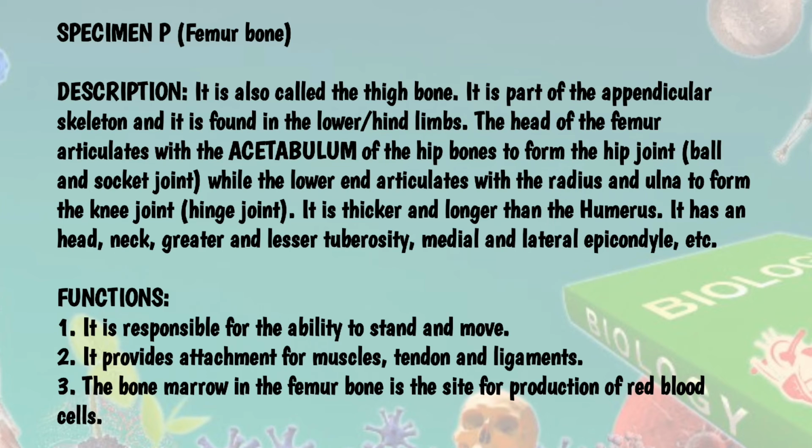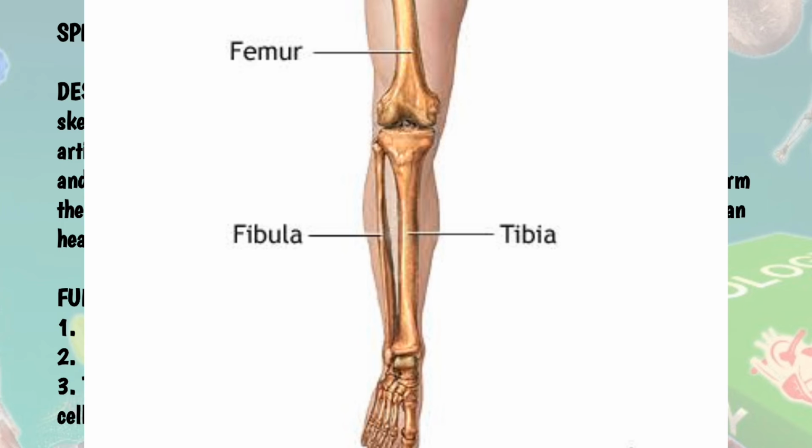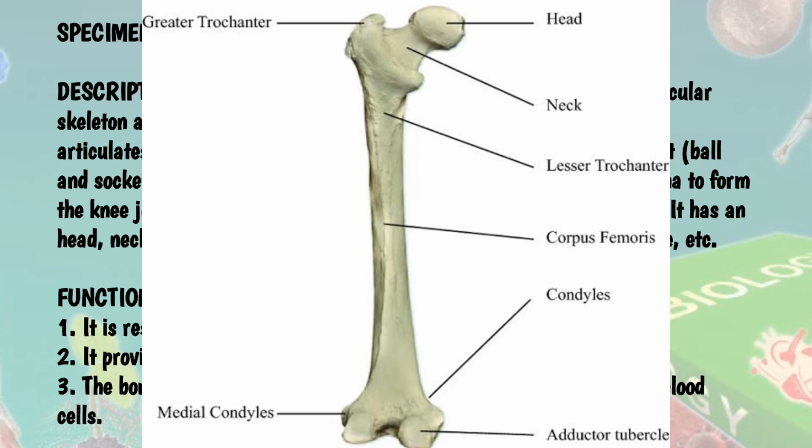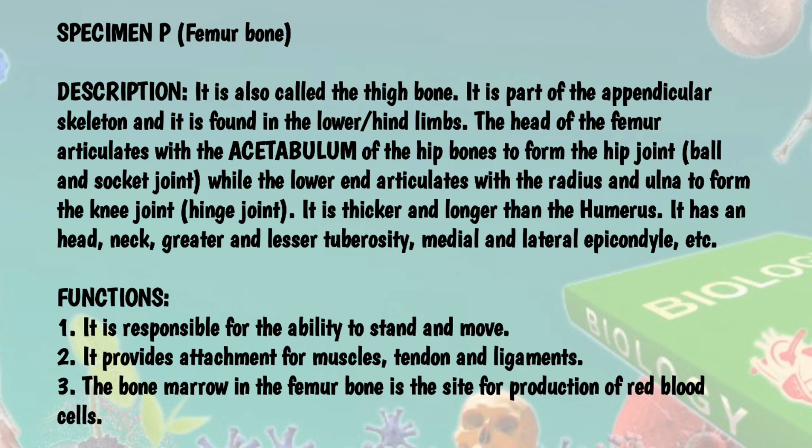So when the head of the femur fits into the hip bone, it forms what's called the hip joint, and that's also a type of ball and socket joint. So the lower end of the femur bone articulates with two bones, which are the tibia and then the fibula, to form the knee joint. That's a hinge joint. So the femur is regarded as the thickest, the strongest, and then the longest bone. So it is much thicker and longer than the humerus. So it has a neck and head, greater and lesser trochanter, and then medial and lateral epicondyle.